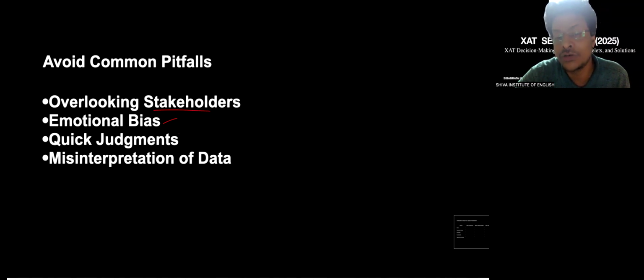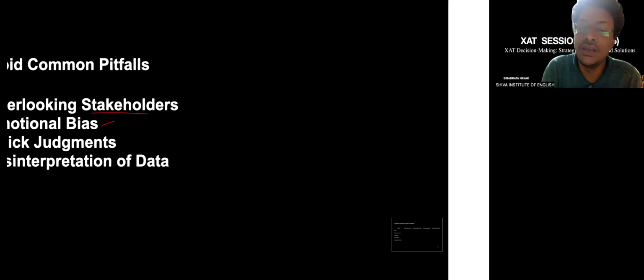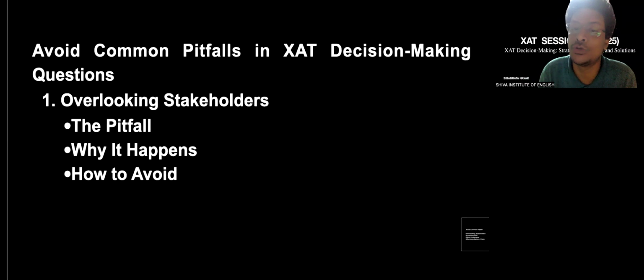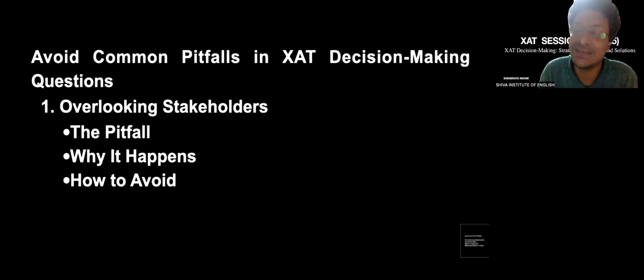Then the fourth one is called misinterpretation of data. Basing decisions only on the information provided in the case cannot be called appropriate. So that is again one of the common pitfalls, isn't it? Now, when we go for the decision making questions, we need to understand how to avoid those common pitfalls in decision making questions, right?